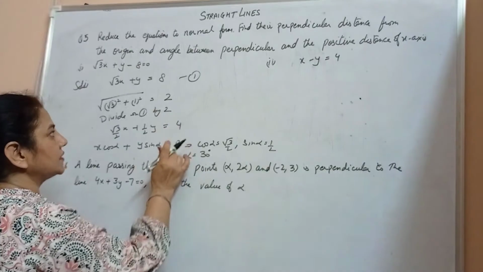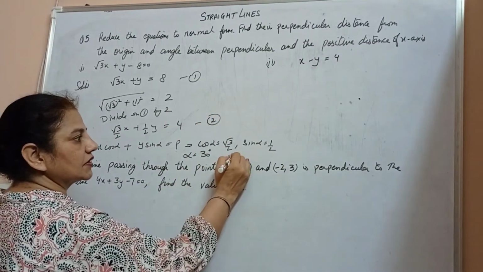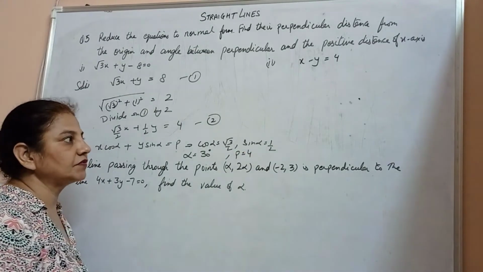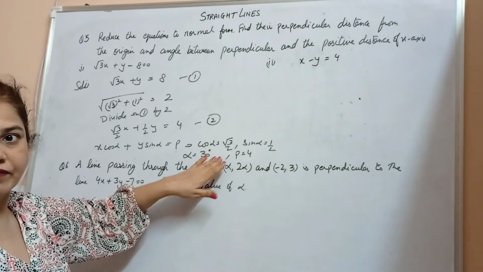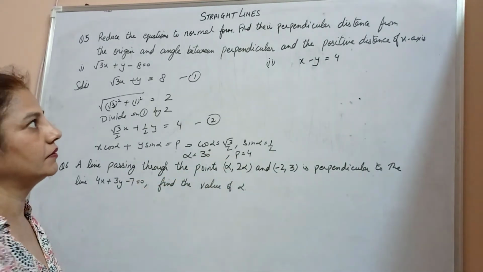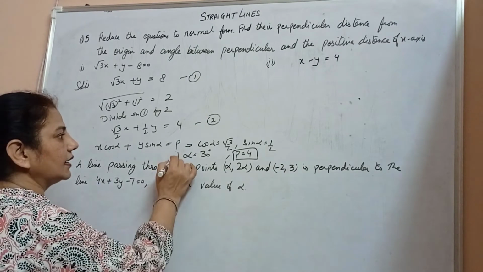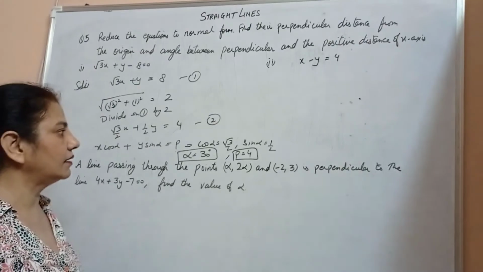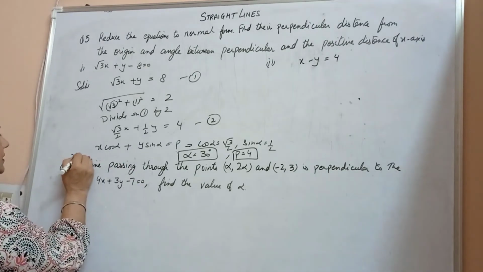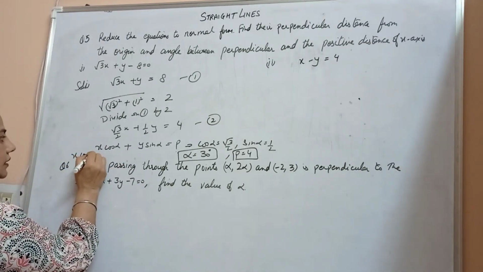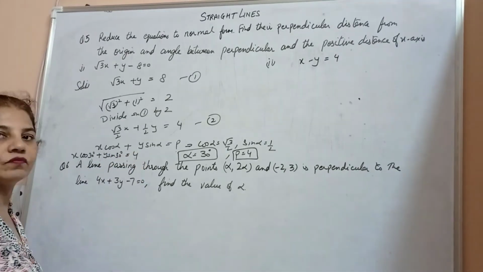And the perpendicular distance, if we compare this with equation number 2, the perpendicular distance is given as 4. This is what we have to find, the angle between the perpendicular in the positive direction of x-axis and the perpendicular distance p. So perpendicular distance 4 and the angle is given as alpha is 30 degree. So equation reduces as x cos 30 degree plus y sin 30 degree is equal to 4.